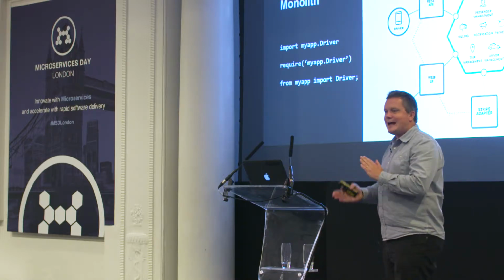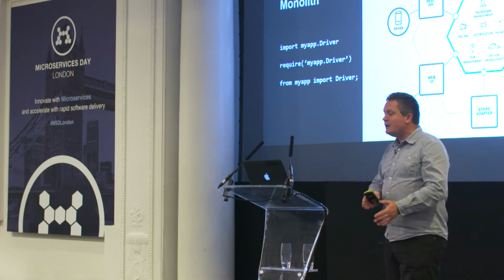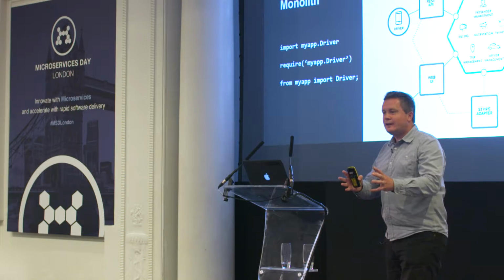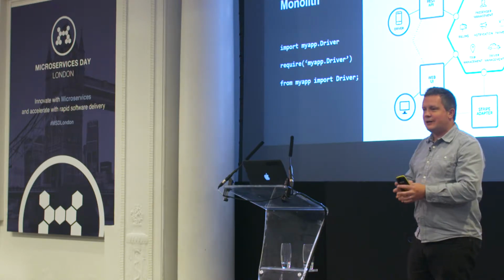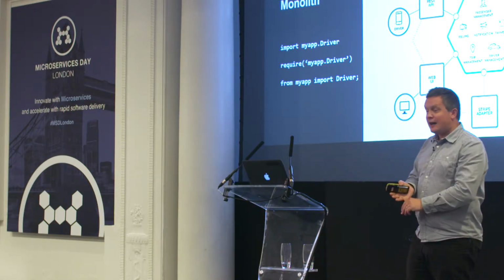You may have heard of the cattle and pets analogy. A monolith is a pet. It is a piece of code, it's an application that you deploy and you care for. You look after, you care about its life cycle from birth through to the middle, through to the time when it needs to be decommissioned.